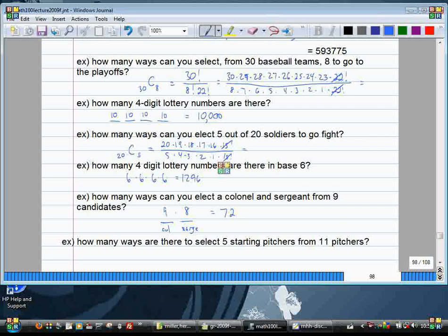Right. So if you're sending 5 soldiers to fight, are the positions of the soldiers interchangeable? Yes. You're still sending the same 5 soldiers. Okay. So to be really precise, to understand what this means, it's not really about order 1, 2, 3, 4, 5 per se, it's about interchangeability.